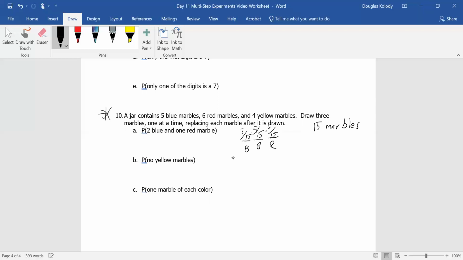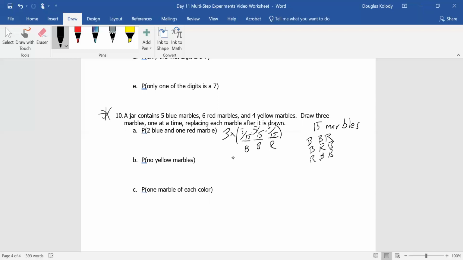Multiply in between, fundamental counting principle. And then think of all the ways I could do blue, blue, and red. I could do blue, blue, red. I could do blue, red, blue. And I could do red, blue, blue. So I'm going to multiply by the 3 ways that I can arrange 2 blues and a red.